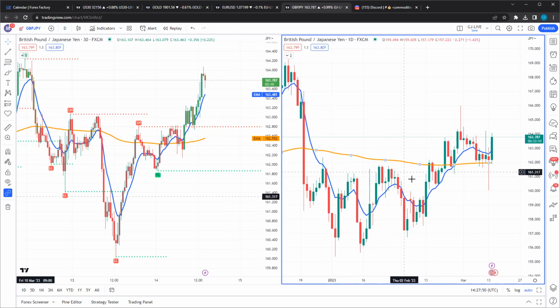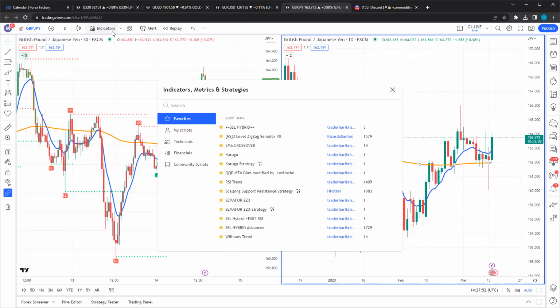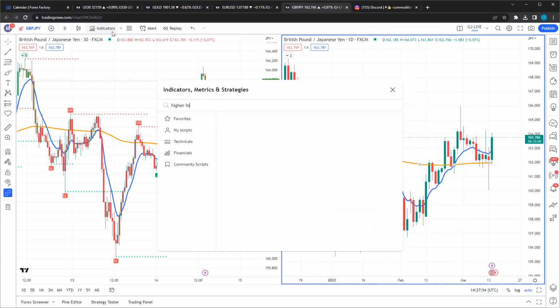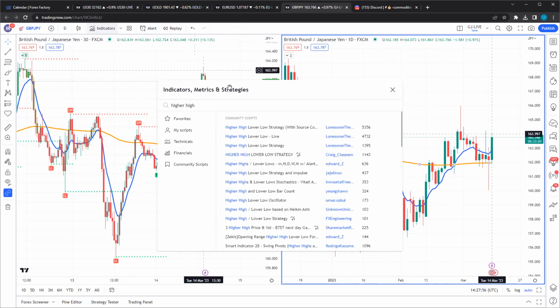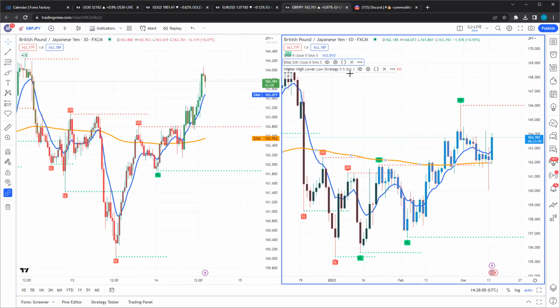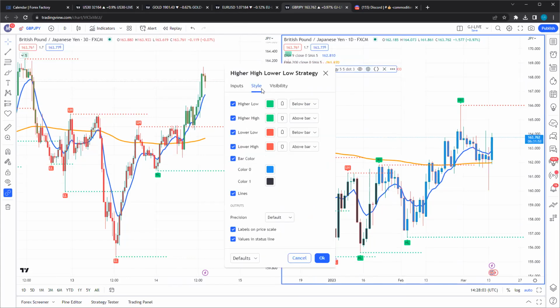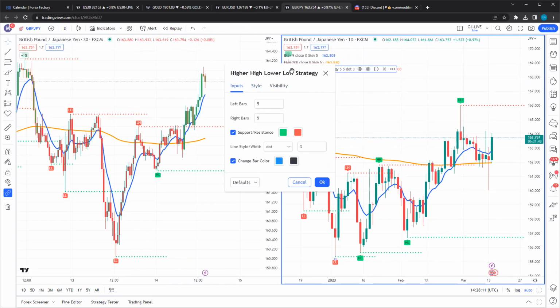Okay, so I have those 2. Then I have the higher high, lower low strategy with source code, that one. So I don't have to change anything on that. You can change the color of the candles. If you want to do that, I think it's bar, yes, bar color. You just leave everything by default.